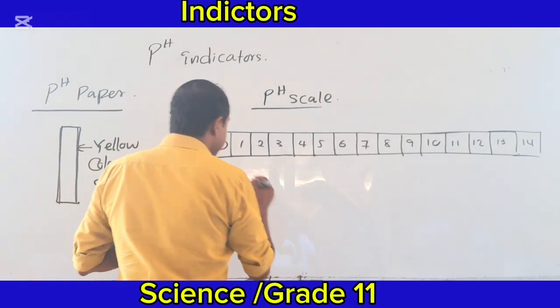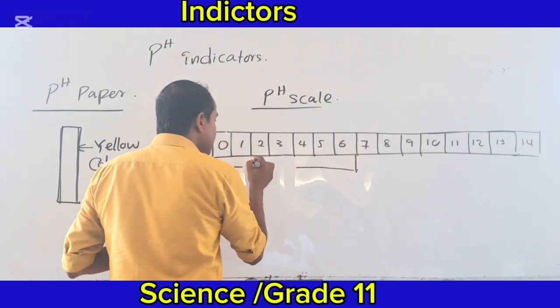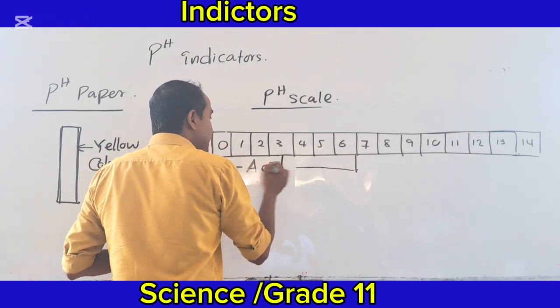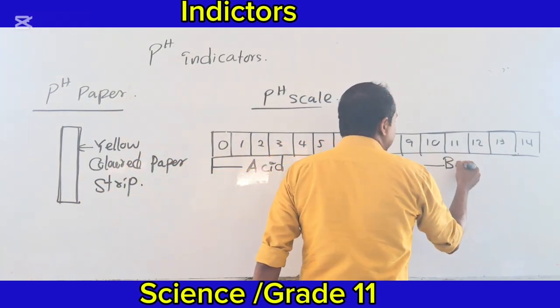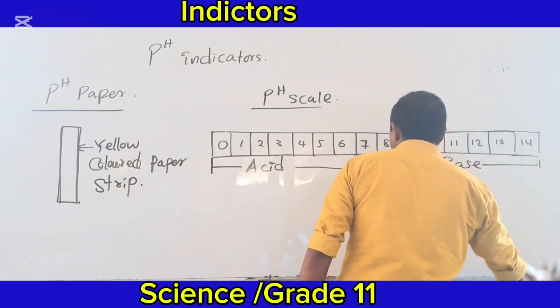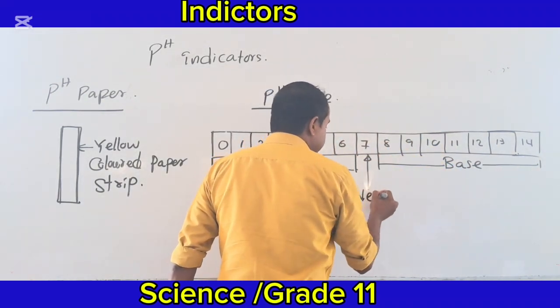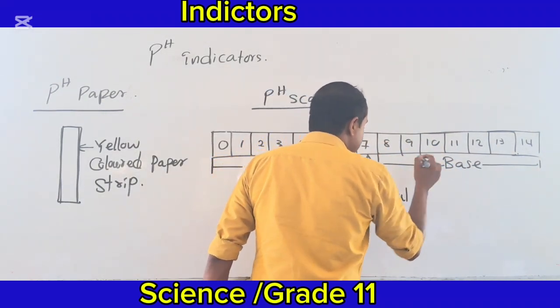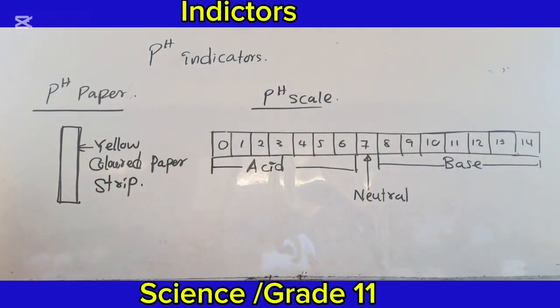Normally a pH value of 0 to 6 belongs to acid. 8 to 14 belongs to base. Then 7 is neutral. Neutral means it does not show acidic properties as well as basic properties.